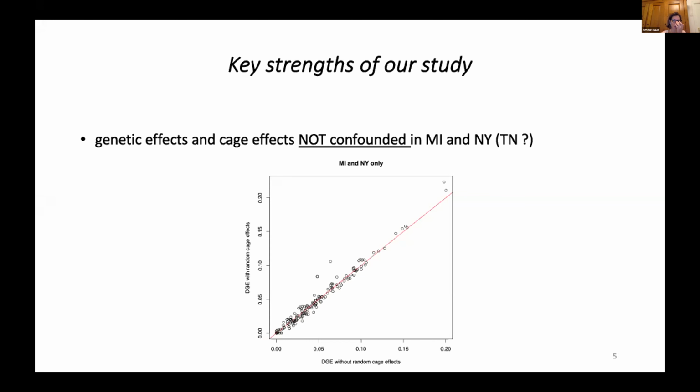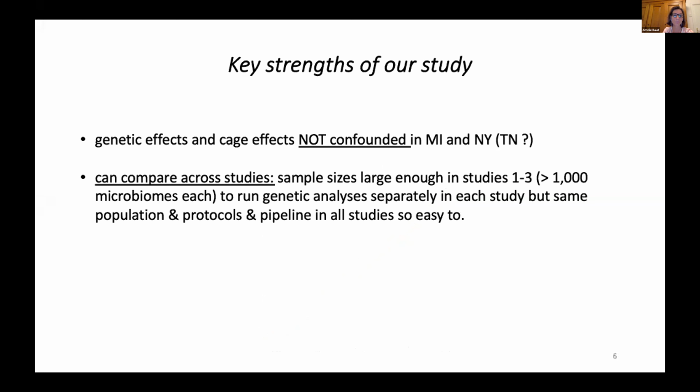It is not the case here, and the plot I'm showing you here gives you the heritability estimated for a lot of different taxa in Michigan and New York, in a model that accounts for cage effects, and in a model that does not account for cage effects. And you can see there's really very little difference. That's because they are not confounded.